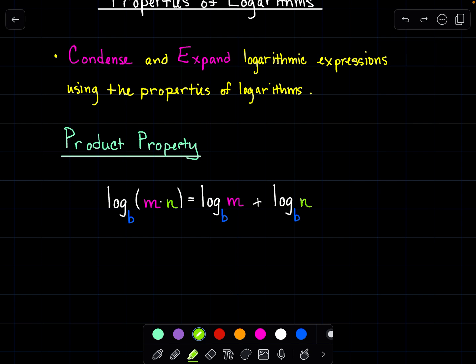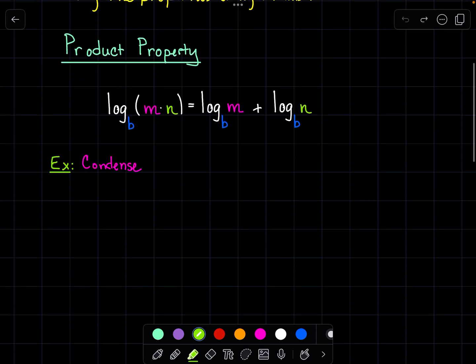And that's where the condensing and the expanding come in. If it asks you to expand, we'll be expanding from the left to the right side. If we're going to condense, we're going to take something that is in the form of the right side and condense it back to the left side. And we've got a couple examples for this.